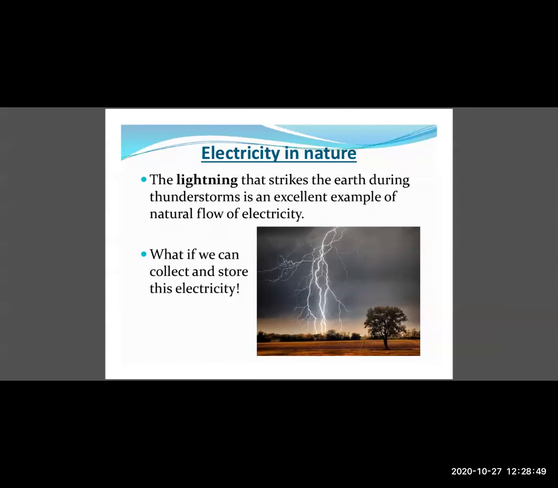So you can imagine, what if we could collect and store this electricity? It is a very large source of electricity, but as of now we do not have the technology to harvest that energy, right? But you do come across this every monsoon, or whenever we have thunderstorms. It is a very large source of energy.